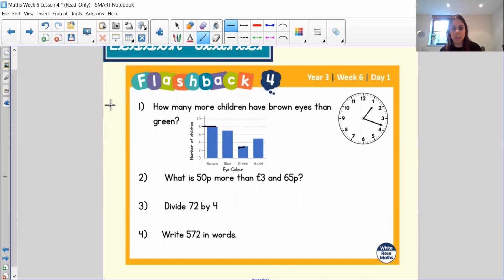Question 3, you need to divide 72 by 4. So in this one, you might need to draw 4 circles and share 72 if you need to, or you might need to count your 4s, however works best for you. And then the last question, it says write 572 in words. Okay, so I'd like you to pause the video and get all of those done first, and we'll go over the answers next.